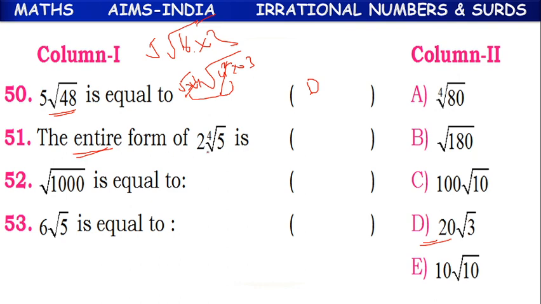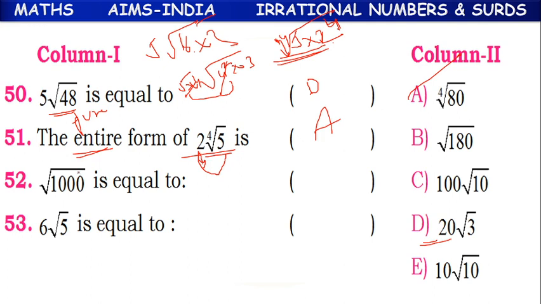Now the entire form of 2 into 4th root of 5. Entire means pure form, meaning the multiple has to be 1. Here the multiple is 2, so it has to go inside. If it goes inside the 4th root, it will become 2 power 4, which is 16. 16 times 5 is 80. So 4th root of 80. A option is the correct answer.